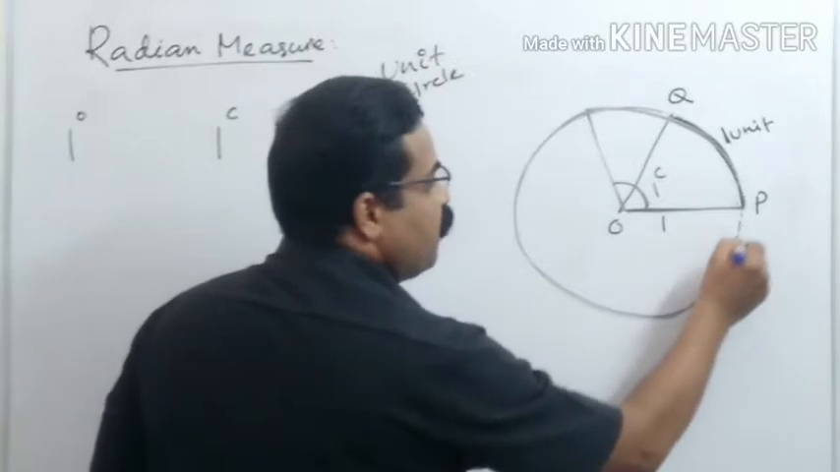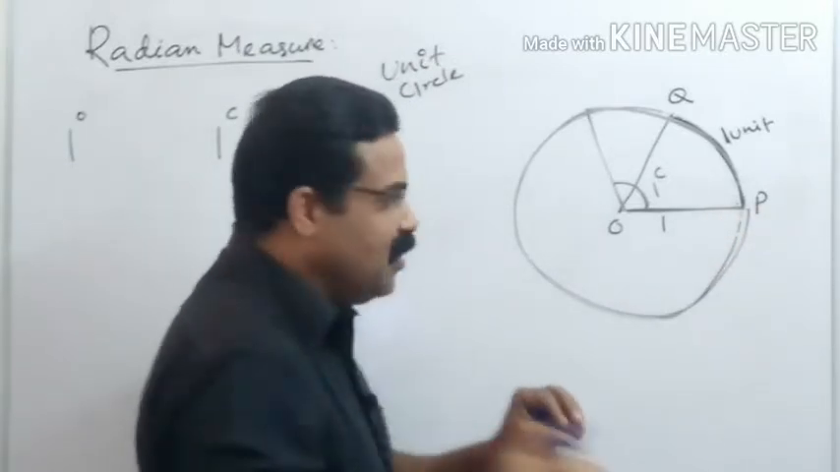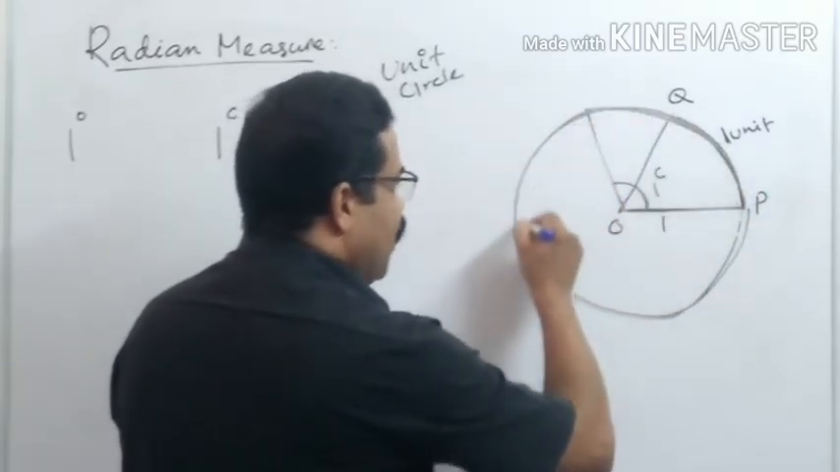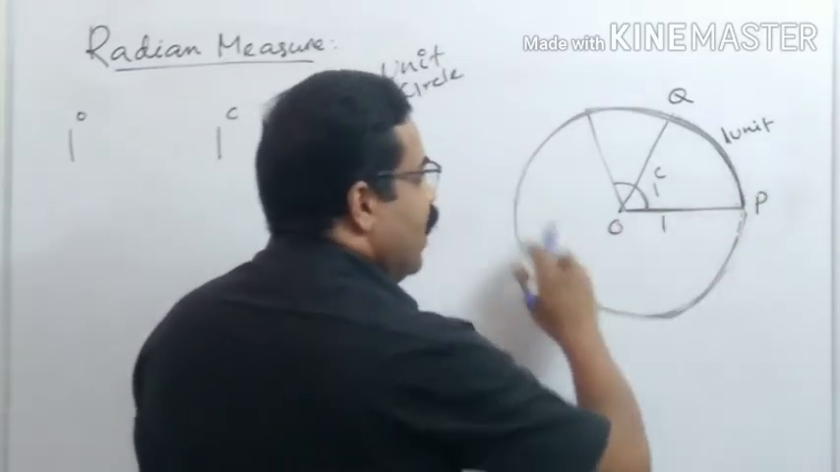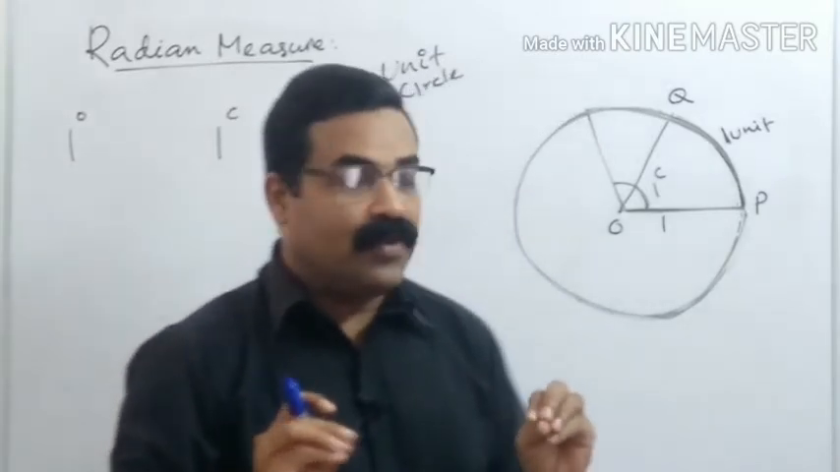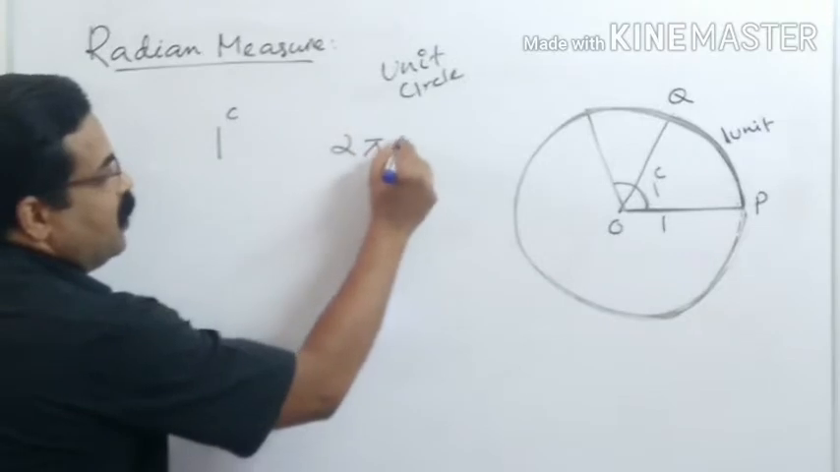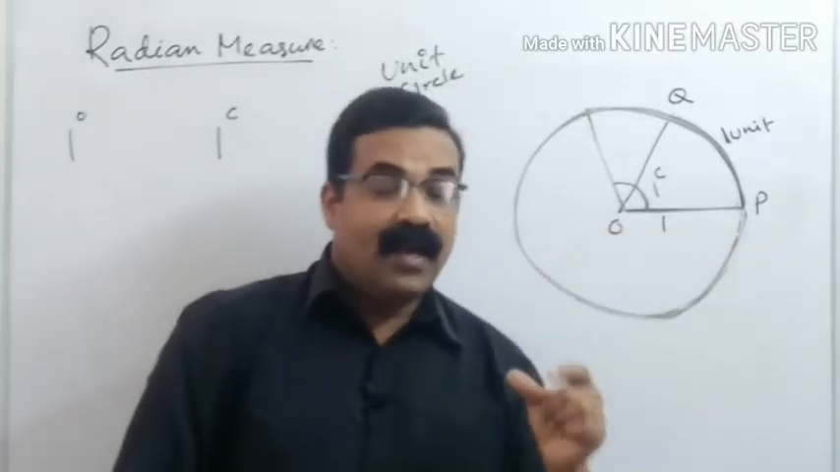So if I continue like that, suppose I start from P and complete one full rotation and come back to P. Understand very clearly, students, nothing difficult, very simple. The length will be equal to the circumference of this unit circle. What is the circumference of a unit circle? Circumference is 2 pi r, but r is 1 unit here because we have taken a unit circle.